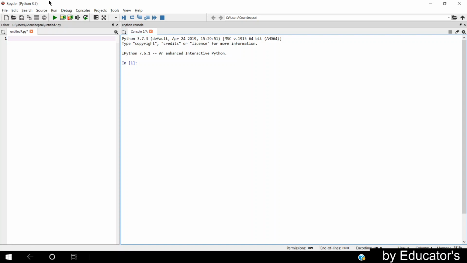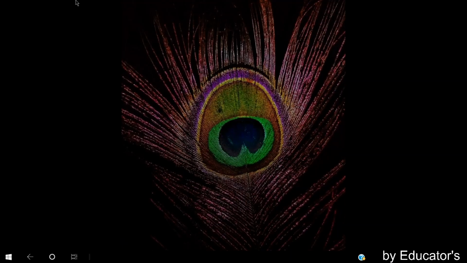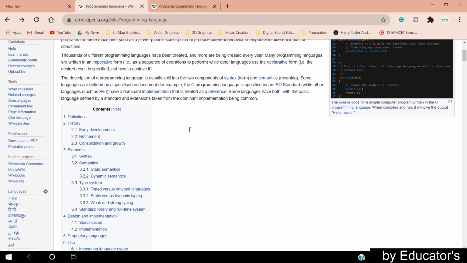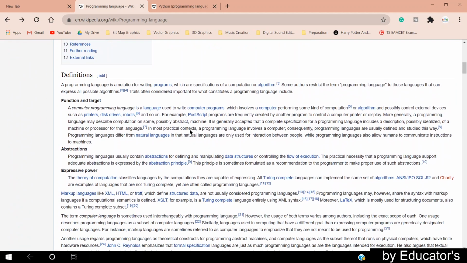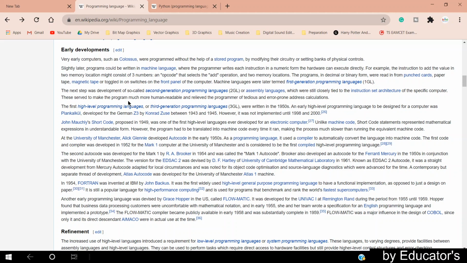What is programming? Programming is an art of communication between us humans and computers. So, actually, I'll just show you a few articles. Yeah, this one basically tells you what a programming language is. As I told, communication needs language, and those languages are called programming languages.